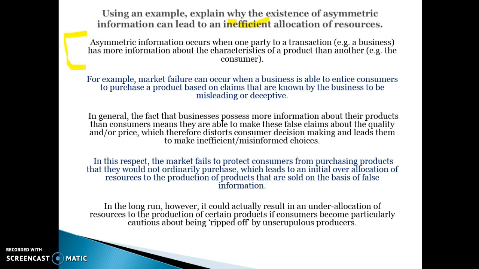Asymmetric information occurs when one party to a transaction has more information about the characteristics of a product than another consumer. The market failure can occur when a business, so in this case we're looking at the business having more information, entices consumers into purchasing things based on false claims that can be misleading or deceptive.